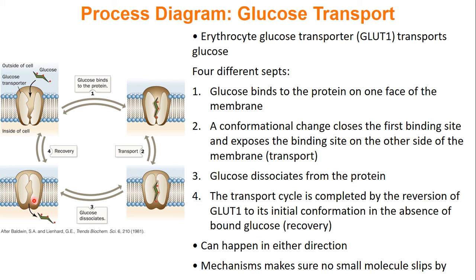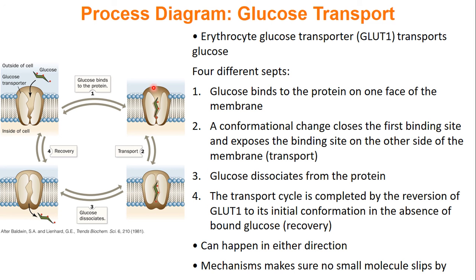And when that happens, we need to switch back. So the area that's open to the cell needs to be closed, and the area to the outside of the cell needs to be open now. So we need to have a conformational change. This mechanism, this opening and closing, makes sure that no small molecule could just slip on through, because glucose is a relatively big molecule in comparison to something like water or potassium.